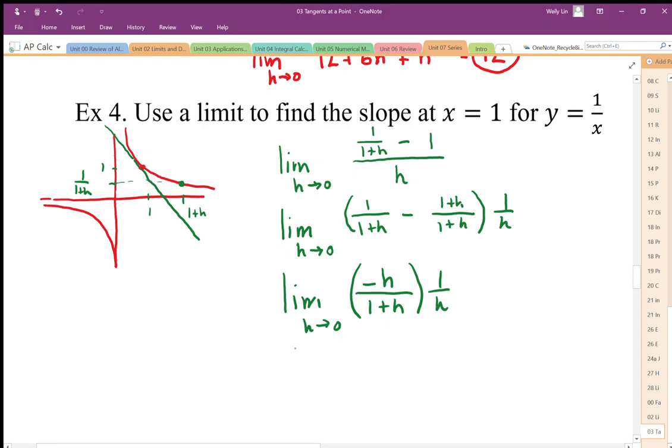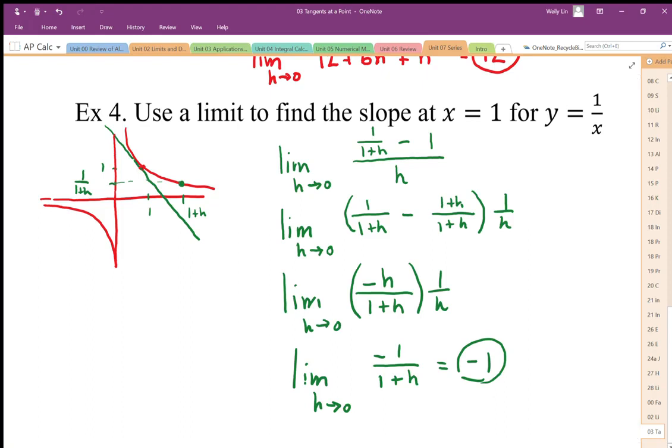So let's simplify this before we plug it in. So limit as h goes to 0, I'm going to end up with negative 1 over 1 plus h. And when I let h go to 0, I'm going to end up with slope of negative 1. And that is definitely the slope I was expecting, right? We just look at it. That slope is definitely negative 1.